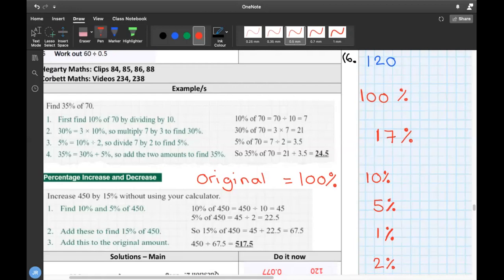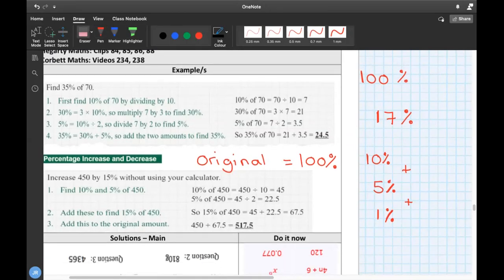And then how do you get from 1% to 2%? You just need to multiply that by 2. And as you can see here, if I add all of these together, 10%, add 5%, add 1%, well, we add another 1%.